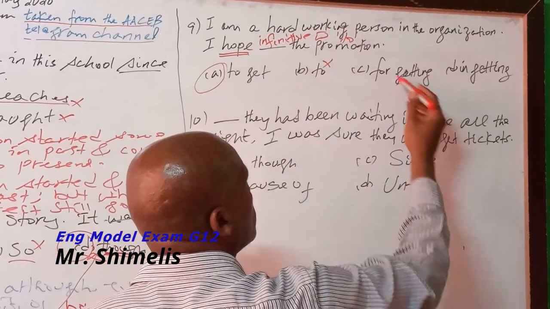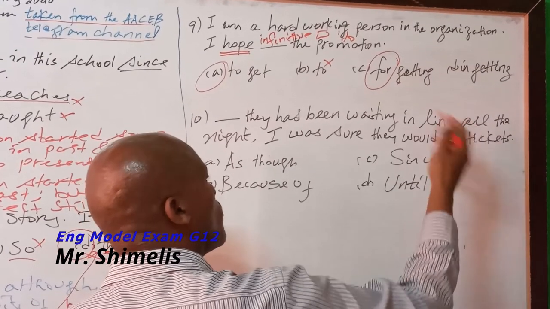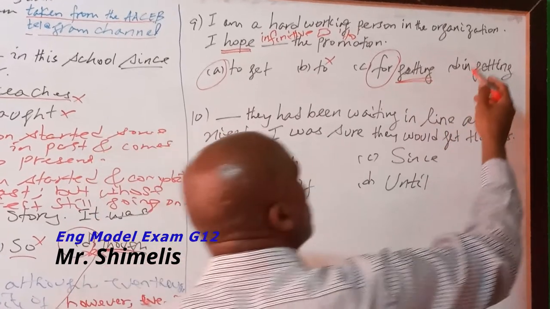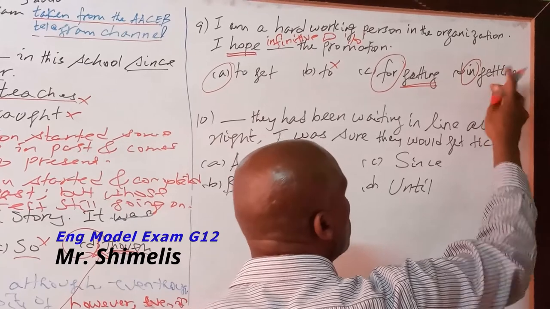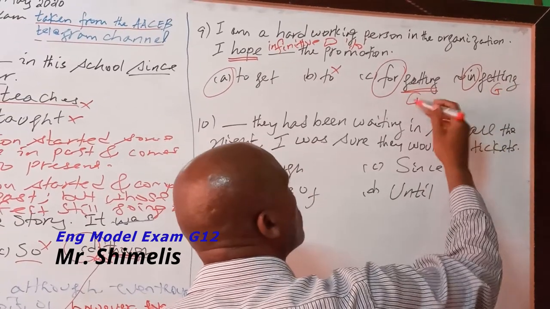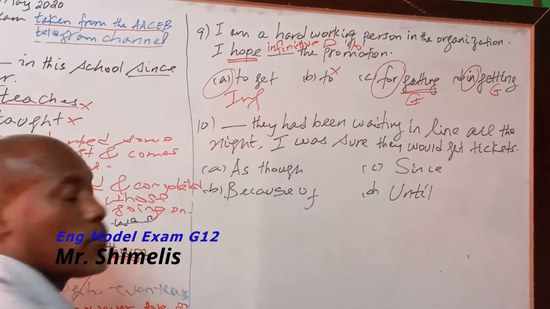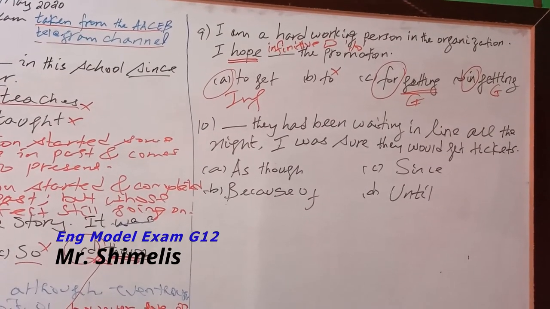Here, for is used, forgetting, still or yet is not the answer because it is a gerund form here. Here, in is used, preceding the gerund. This is also gerund, this is also gerund. What we look for is infinitive, and it is answer choice A. That serves, so that's our answer.